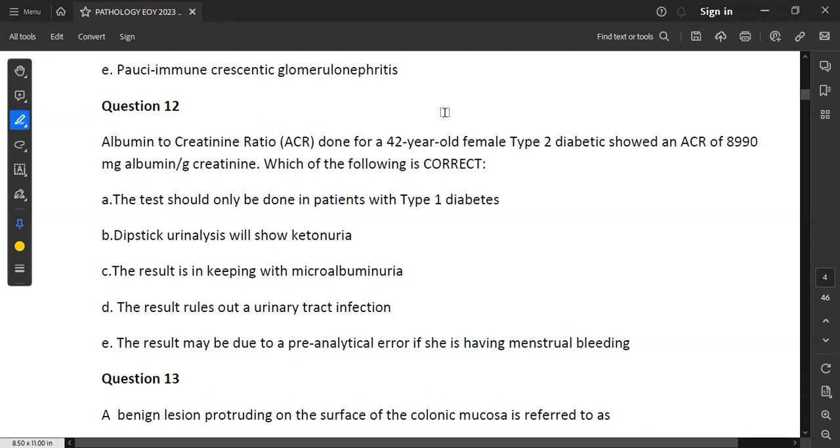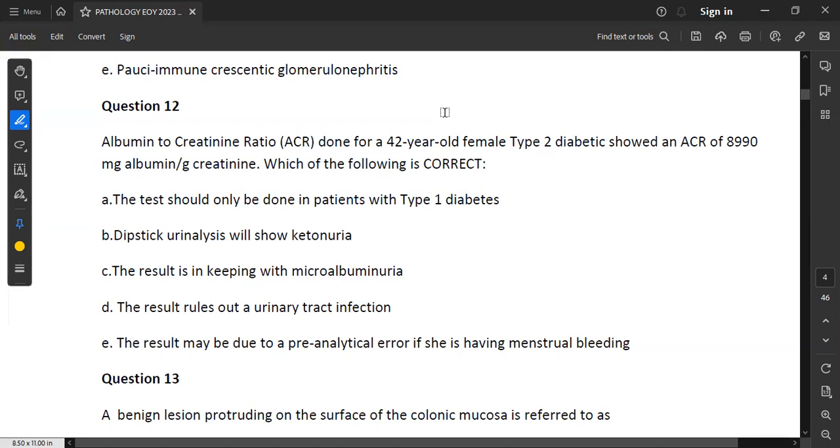A says the test should only be done in patients with type 1 diabetes. This is wrong. It should be done for all people with diabetes, type 1 and type 2, because diabetes that's not controlled will lead to diabetic nephropathy. Diabetic nephropathy is the severe, extreme end of diabetes. Uncontrolled diabetes, either type 1 or type 2, will lead to diabetic nephropathy. So it should not only be done for patients with type 1.